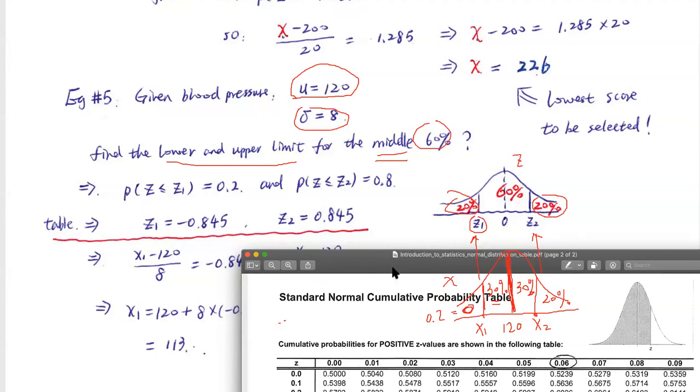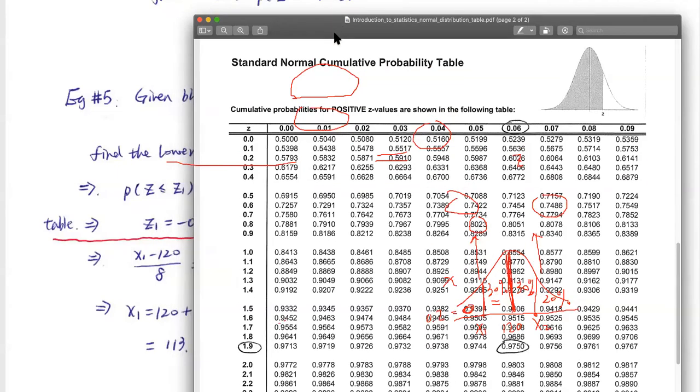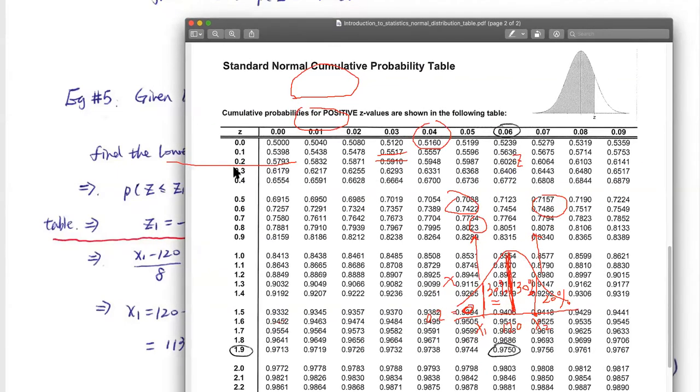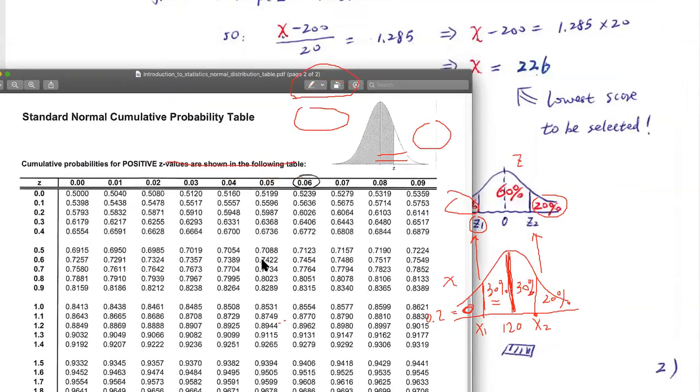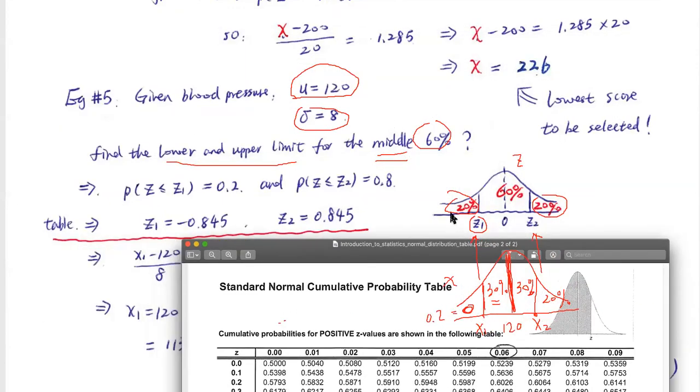0.2, is that right? So let's see 0.2, everybody. You see that one here, 0.20, is 0.5793. Is that one? Let me see, 0.2, so 0.5793. Is that right, everybody? That's not right. I'm trying to set you up again. No, okay. I'm sick of that, right? I don't want to do that.